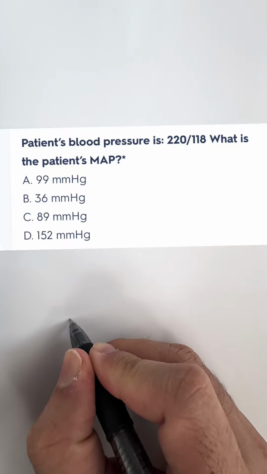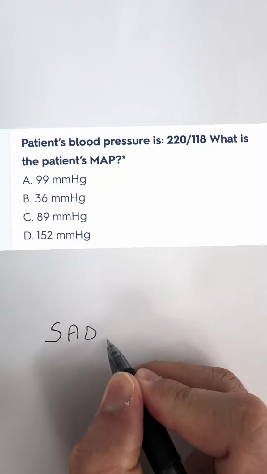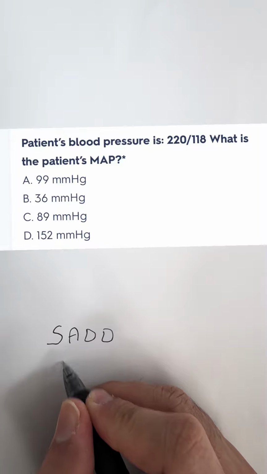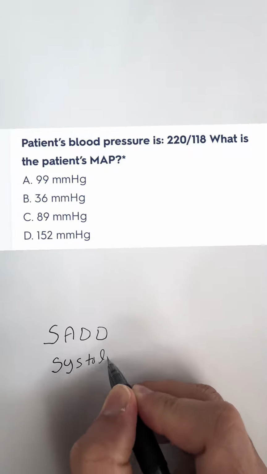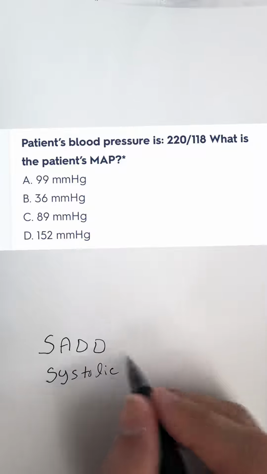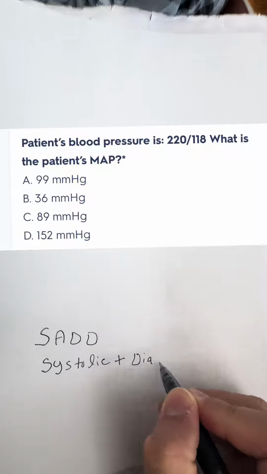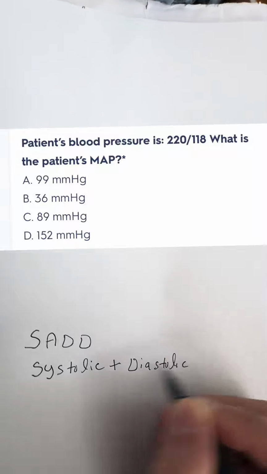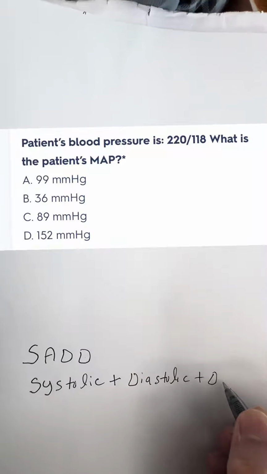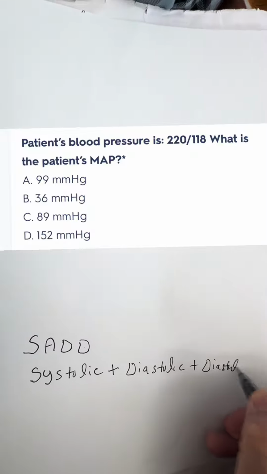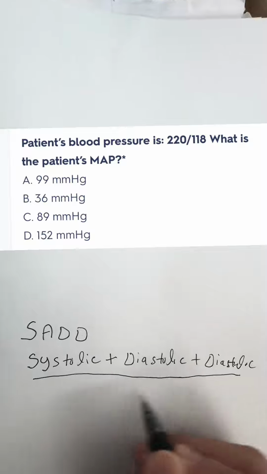As I mentioned, you have to know this word, SAD. SAD, then add another D. S is for systolic, A is for add, which means plus, right? Diastolic, and then another diastolic, add another diastolic. That is the formula. And then whatever answer you get, you divide by 3.